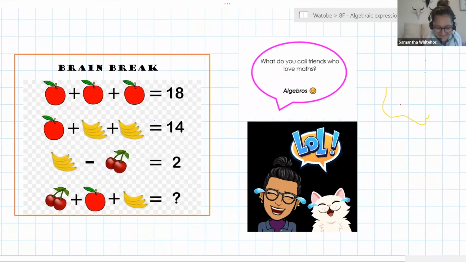That's a good joke. Okay, everyone, if you haven't taken a little bit of a break, please do it. Get up, stretch, move your body, touch your toes, do some jumping jacks. If you've been able to tell me what your apples and your cherries and your bananas are, awesome. If not, have a little look.